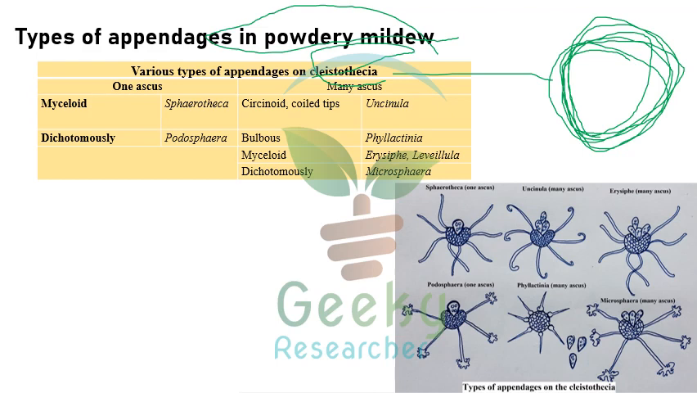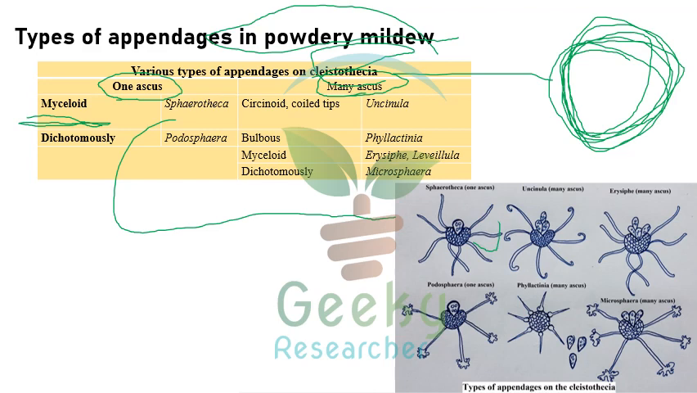Here we can differentiate Cleistothecia into one-ascus type or many-ascus type. One ascus means it contains only one ascus, many ascus means it produces many asci. So in one ascus, mycelioid appendages are produced by Sphaerotheca. We can see here mycelioid. Sphaerotheca produces only one ascus, and the appendages are mycelioid appendages.